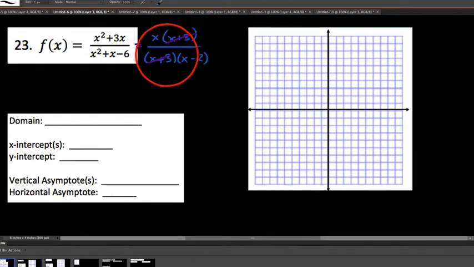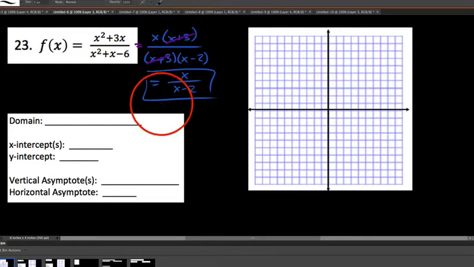Our common factors on top and bottom cancel out. And yes, you should write, we're going to say equals down here, x over x minus 2. Now I want to box this, and I want to ask a question. Is this the same function as the original function right here? And one would be inclined to say yes.